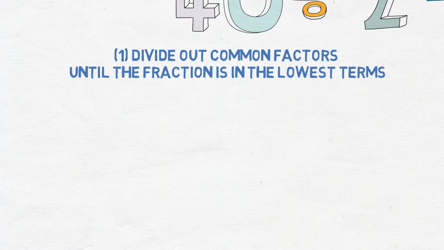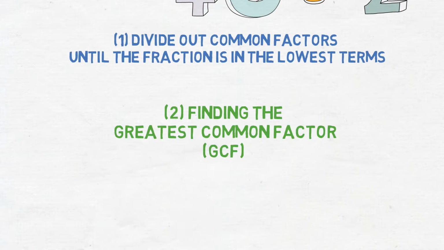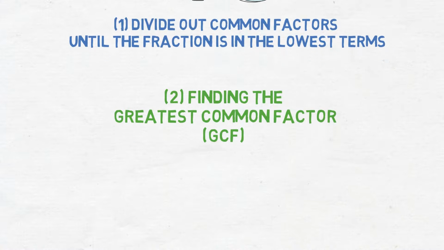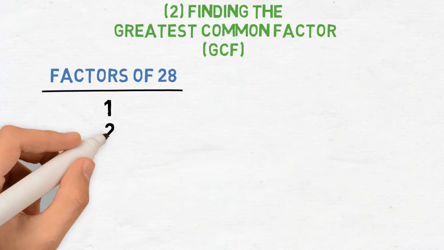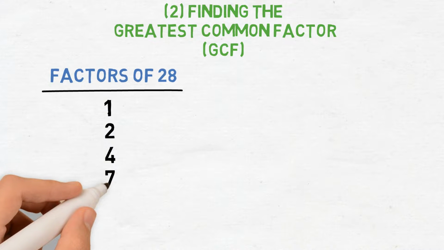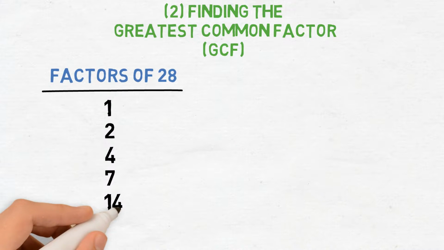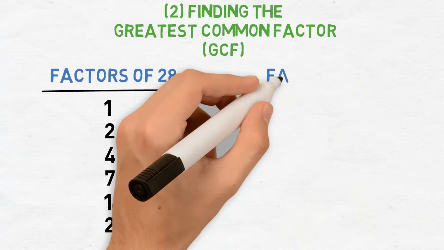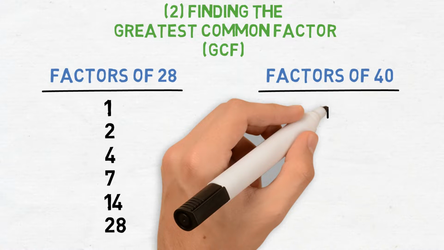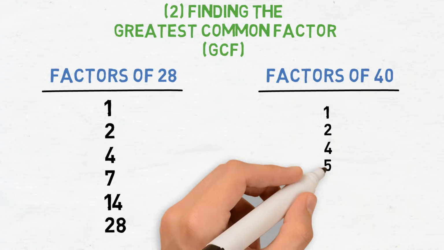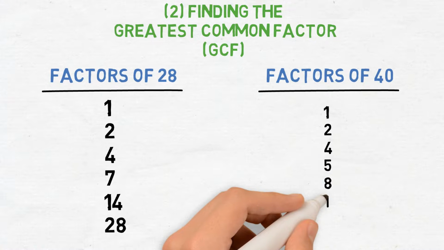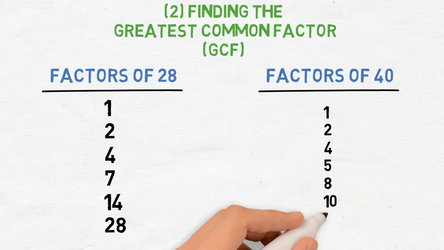Another way of doing this is by finding the greatest common factor. We know that the factors of 28 are 1, 2, 4, 7, 14, and 28. And we know the factors of 40 are 1, 2, 4, 5, 8, 10, and 20.